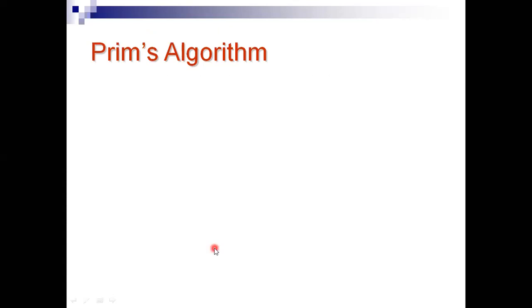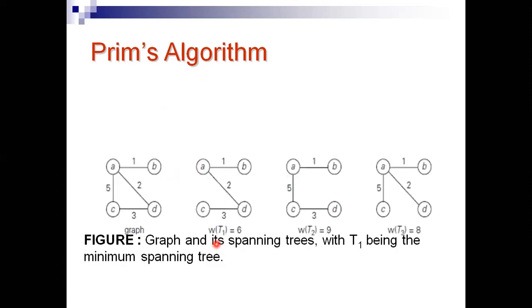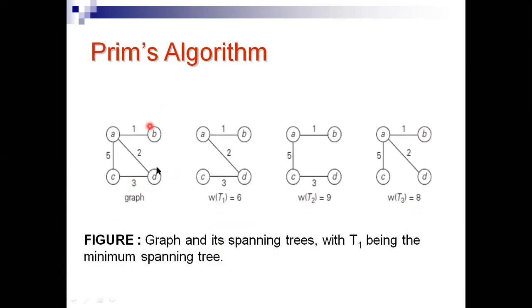So the task of Prim's algorithm is to find the minimum cost spanning tree of a given graph. So let us now see, some graph is given to us. You can now see T1, T2, T3. They are all spanning trees. You can now see the graph.